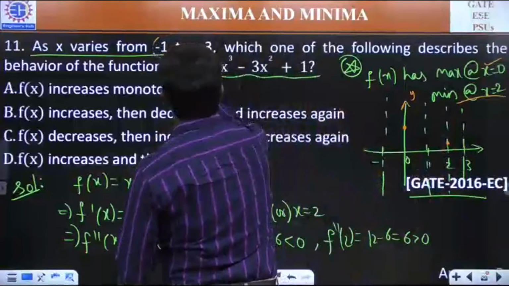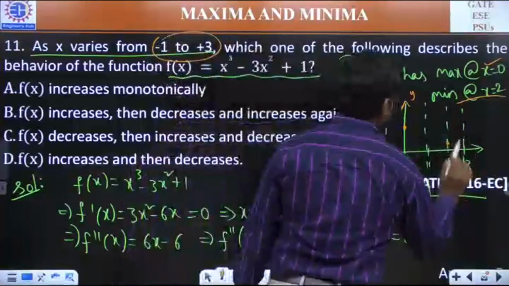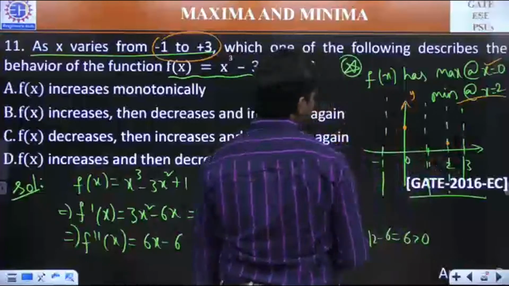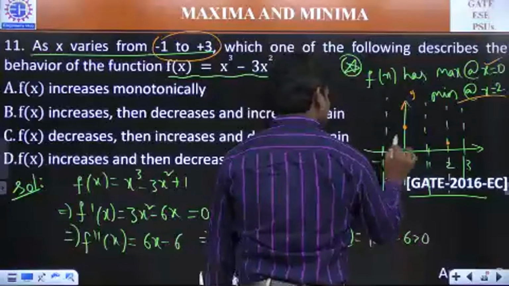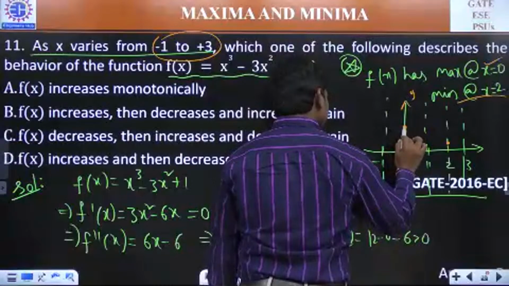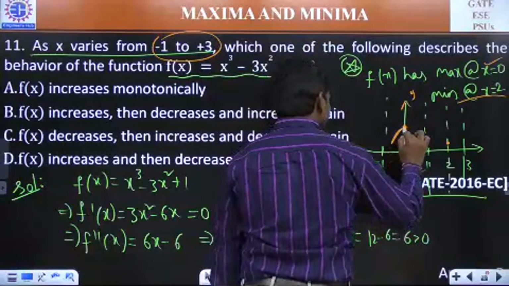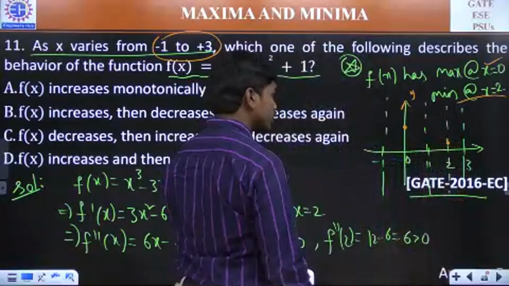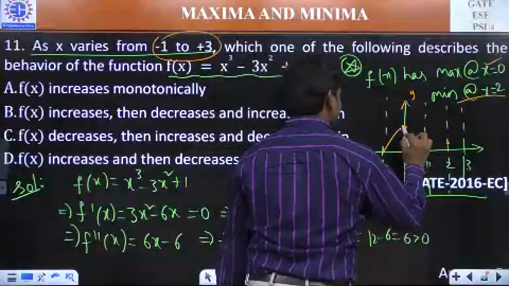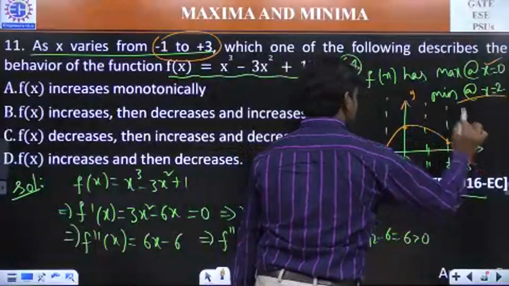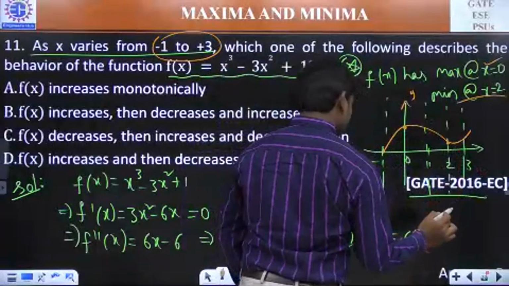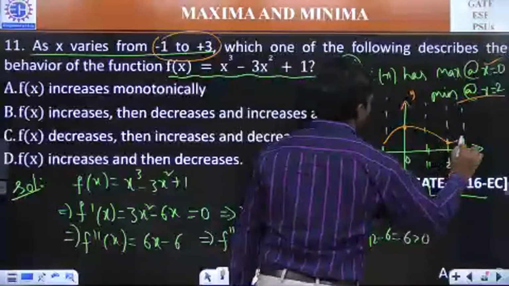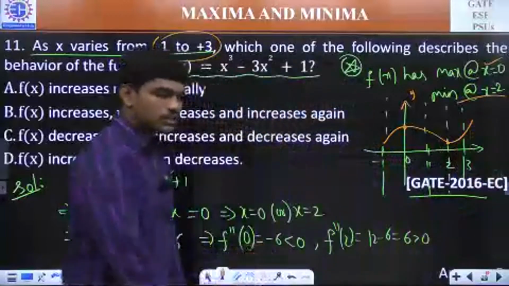Now, tell me one thing. Within the interval -1 to 3, if you have this point 3, if you have a minimum here and if you have a maximum here, tell me one thing. If you have a maximum here, should the function look something like this and then decrease? Should the function come like this to the minimum and again increase? Yes or no? Because I think the graph is not looking good.